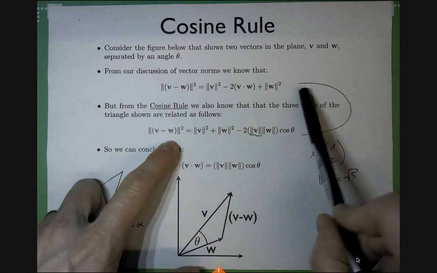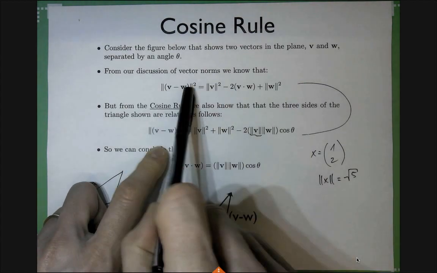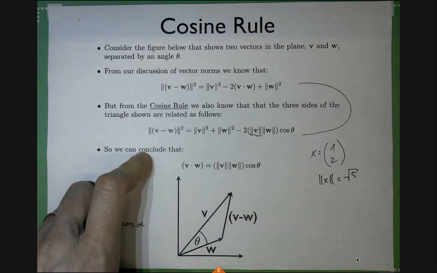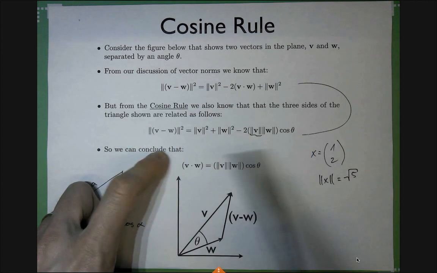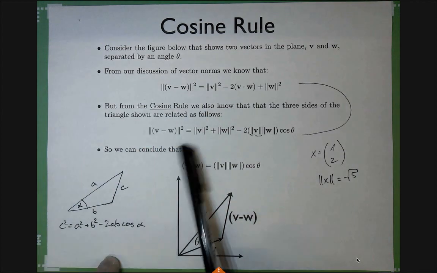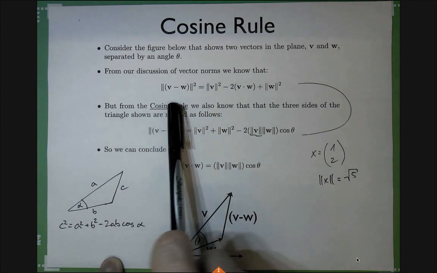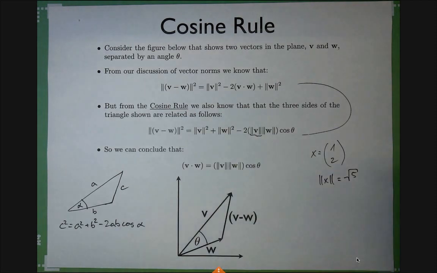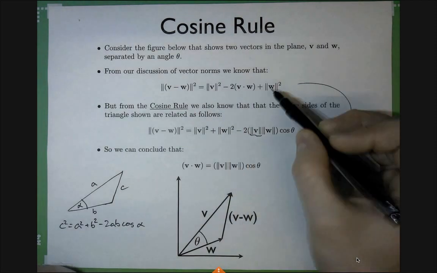So here's the cool thing. These two things are equal because this is the same as this. So obviously these two things must be equal too, because this was just a different rewriting of these expressions. This was massaging the dot product. This was using the cosine rule. So these two things must be equal. What does that mean? Well, these two things cancel out.